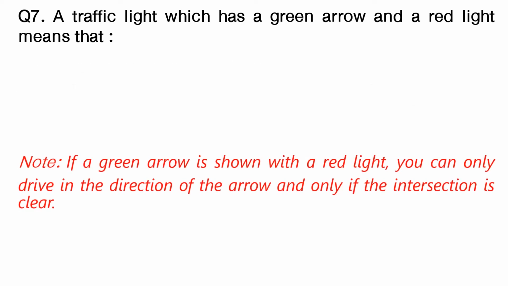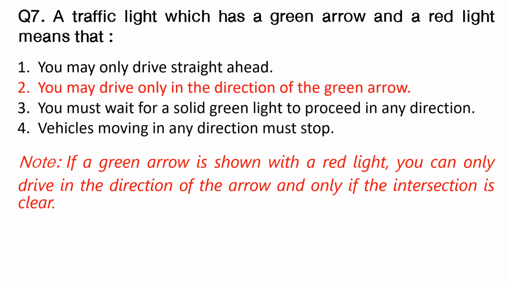The answer is option number 2. You may drive only in the direction of the green arrow. Note: if a green arrow is shown with a red light, you can only drive in the direction of the arrow and only if the intersection is clear.